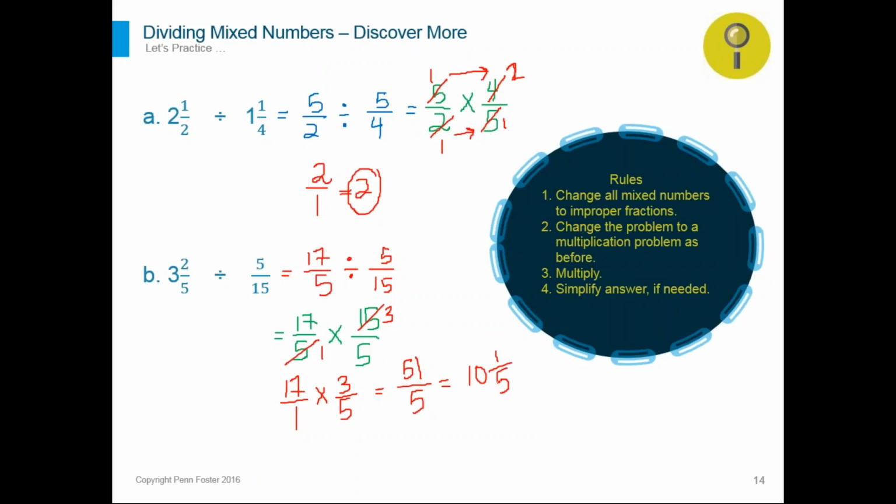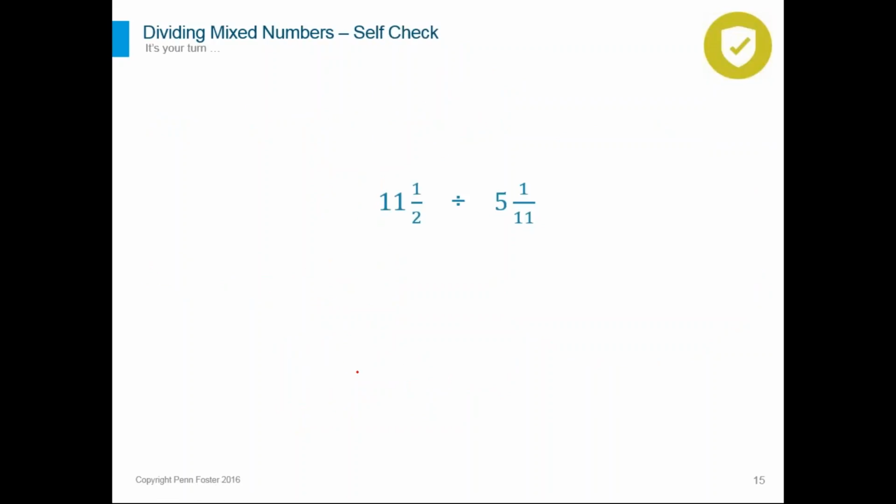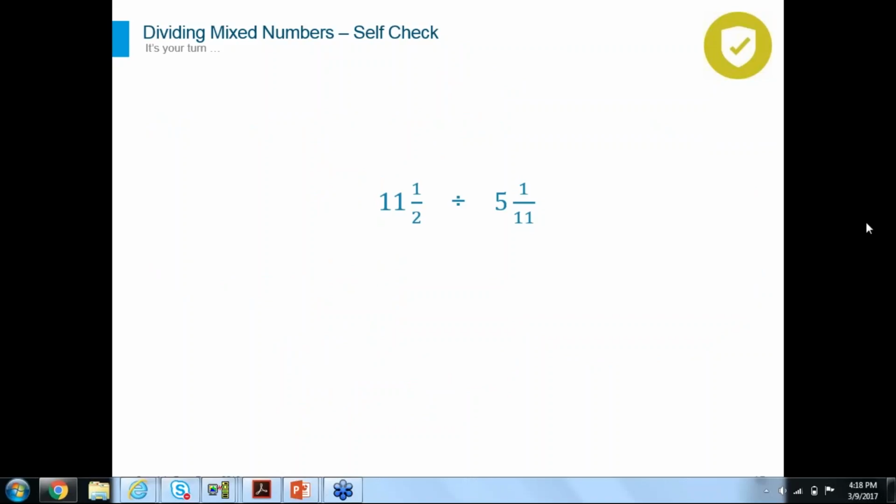Any question? Anything that's not clear, or anything they expected me to cover in that topic and I did not? Okay, of course you can expect that the next one is a self-check problem. A mixed number divided by a mixed number. How would you do that? So here's the question.